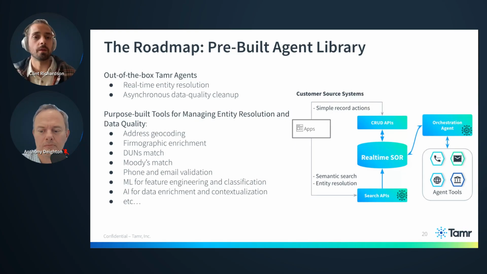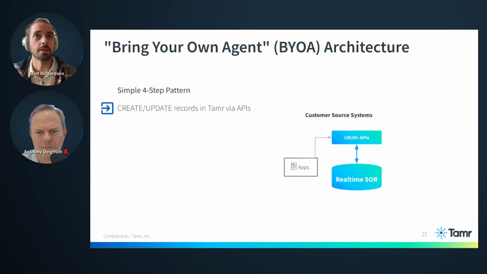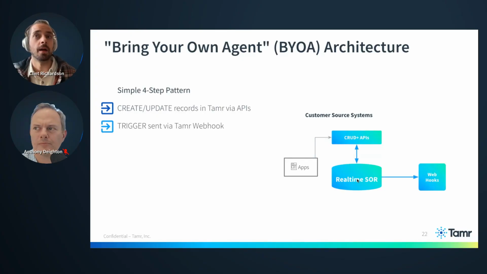But because you can create webhooks inside of Tamr, you too can react to data changes and bring your own agents. And it's relatively simple. It looks like this. It's a 4-step process. Step 1 is the same as in the demo. You create and update records in Tamr using our APIs. Step 2 is the trigger is sent to that webhook that you've configured inside of Tamr.